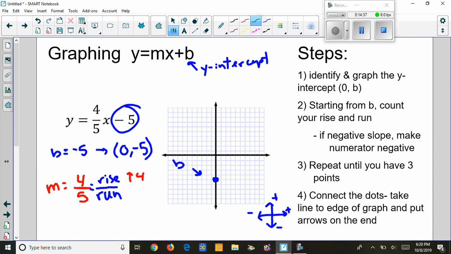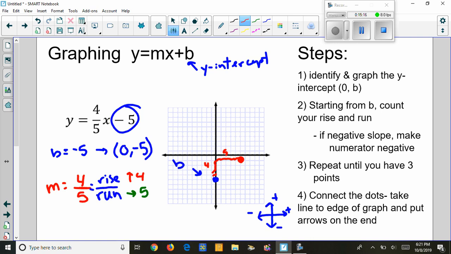Once I count up 4 spaces, I'm going to look at my run. My run is positive, so I'm going to count to the right 5. Here's how that's going to look. I start at b, the y-intercept, and I count 1, 2, 3, 4 spaces, and then 1, 2, 3, 4, 5 spaces over, and I get my point. I'm going to leave on there how I counted.